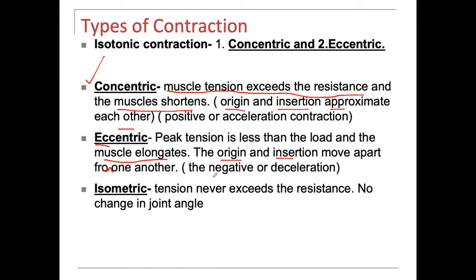The eccentric is called the negative. The concentric is called the positive contraction. Concentric is called the acceleratory phase, and eccentric is the deceleratory phase. Isometric is when the tension never exceeds the resistance, so there's no change in the joint angle at all. Okay.